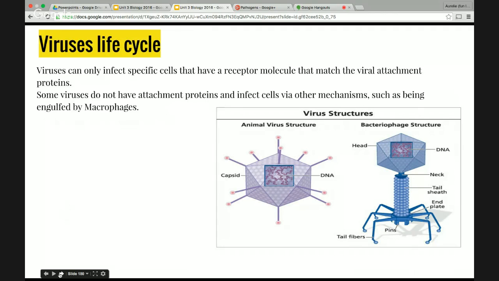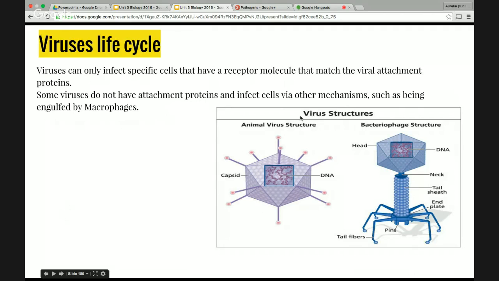Viruses life cycle. Viruses can only infect specific cells that have a receptor molecule that matches the viral attachment protein. So this here is really, really important. It is very likely that you're going to have a question like that on an exam, very likely. So viruses cannot just infect any cell. They will only infect cells that have a receptor molecule that matches the viral attachment.